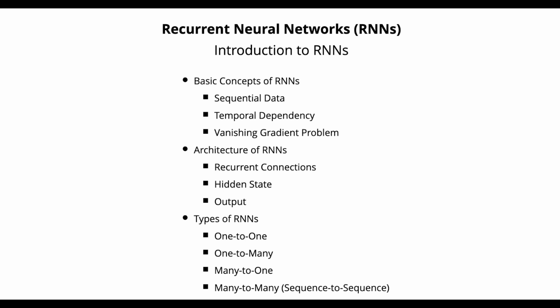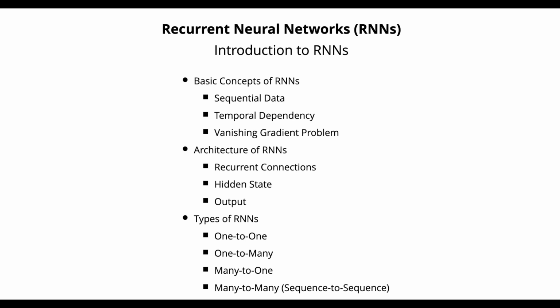Some of the basic concepts of RNN are sequential data, temporal dependency, and vanishing gradient problem. RNNs are specifically designed to handle sequential data where the order of elements matters. Examples include sentences in a natural language, audio signals, and time series data. For temporal dependencies, RNNs maintain a hidden state that captures information from previous time steps, allowing them to model temporal dependencies in sequential data.